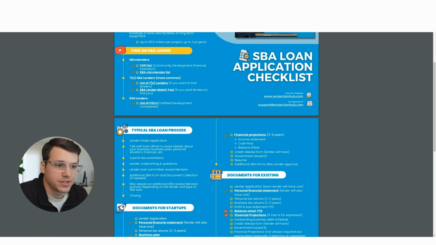But I think in general, this is pretty good, right? Every lender is going to have their own lender intake application. You're going to have a conversation with a loan officer, talk about all the details of your business. You're going to submit your documentation. There's going to be underwriting. There's going to be a committee review. There's probably going to be additional SBA forms depending on what kind of SBA loan you're trying to get, and then ultimately a closing. So this gives you a rough idea, but I encourage you to ask your loan officer about their process more specifically, depending upon who you talk to.